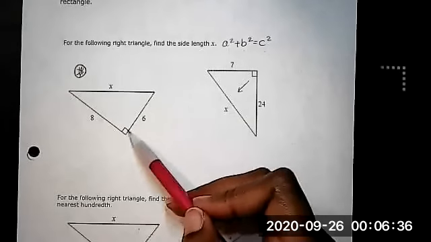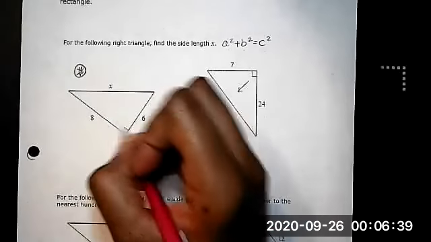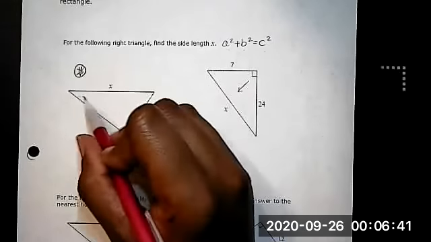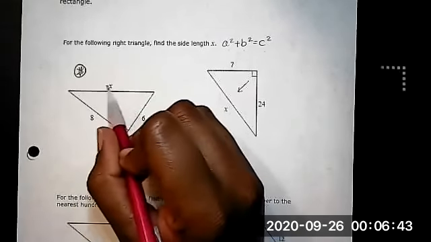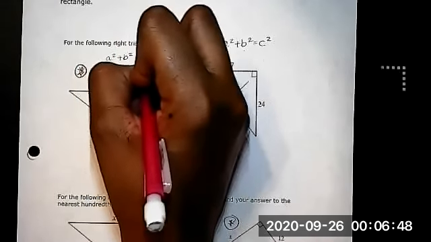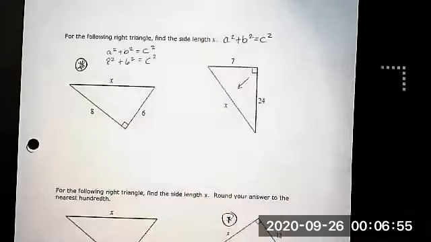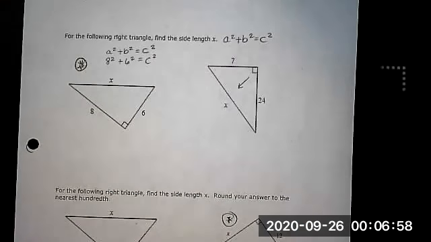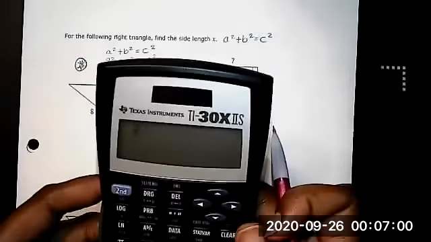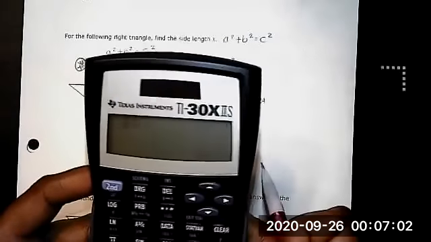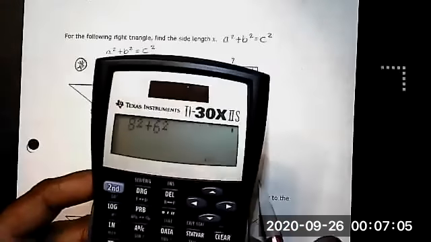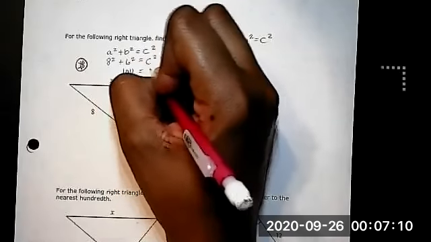So in this case, A and B represent these sides. The hypotenuse always represents C. So we're looking for x. We know that a squared plus b squared equals c squared. So basically 8 squared plus 6 squared equals whatever c squared is. And I can put that in my calculator. So I'm going to put 8 squared plus 6 squared, and I get 100. So 100 equals c squared.